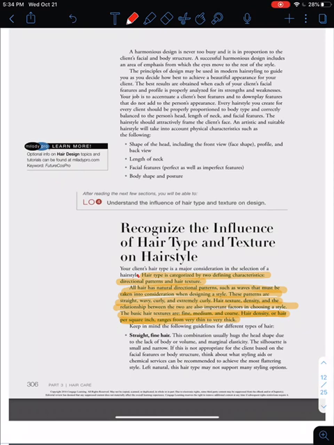Hair texture, density, and the relationship between the 2 are also important factors in choosing a style. The basic hair textures are fine, medium, and coarse. Hair density or hair per square inch ranges from very thin to very thick.